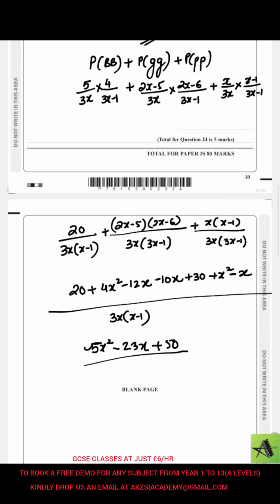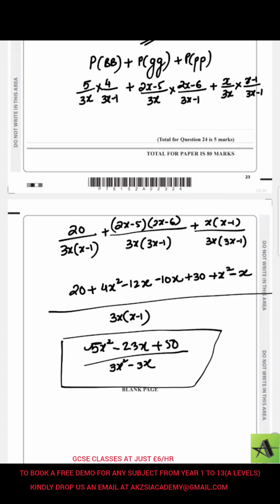Over 3 times x is 3x squared, minus 3 times 3x minus 1 is 3x. And this is your final answer. Sorry, this is 3, I just missed out. This is 3, so that will make it 9x squared.